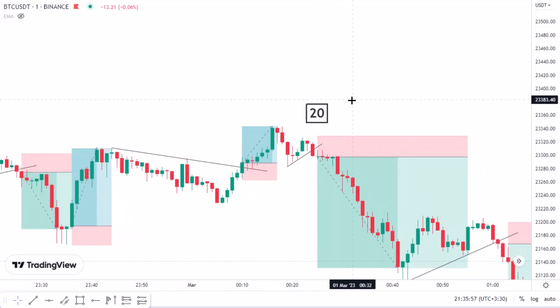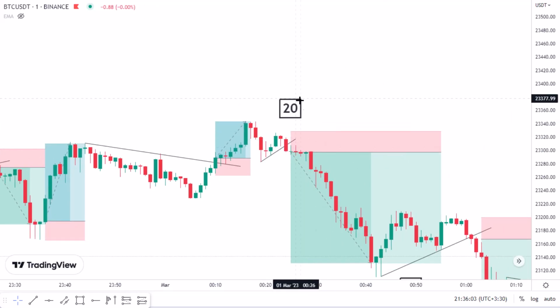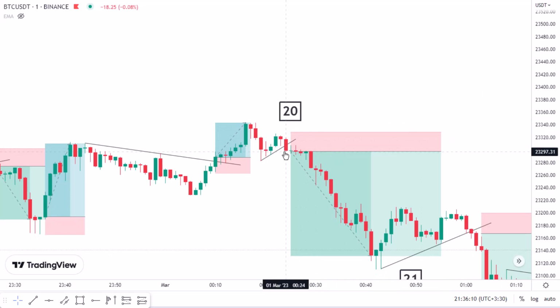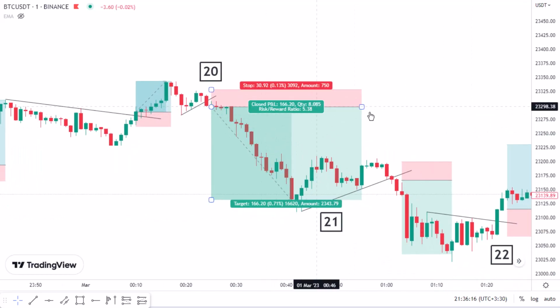On the trade 20, which it is 21 actually, but I didn't count this one, not important. On the trade 20, we have a trend line here with 2 touches. On the 3rd time it breaks it, we enter the sell position on body close, set our stop loss, and it gives us a reward of 5.